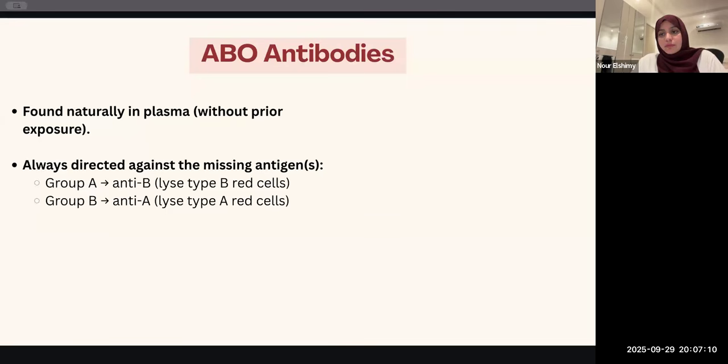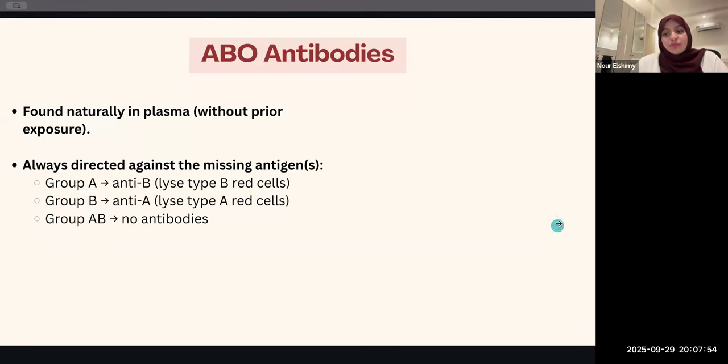What about AB? Now I have the A antigen and I have the B antigen. Do you think we have any antibodies? If we have both antigens, then who are we attacking? We don't have any antibodies. Excellent. For AB, since we have two antigens, A and B, on our red blood cell, we're not going to have any antibodies, because if we have antibody A, then we're going to attack ourselves. And if we have antibody B, we're also going to be attacking ourselves. So we don't have antibodies at all.